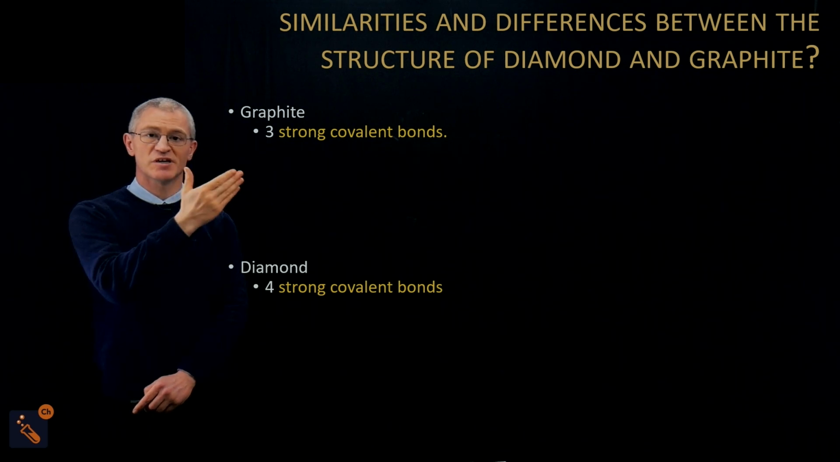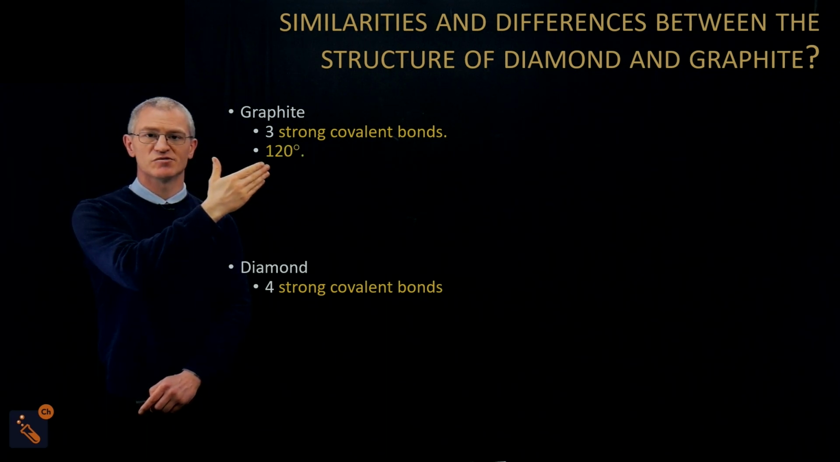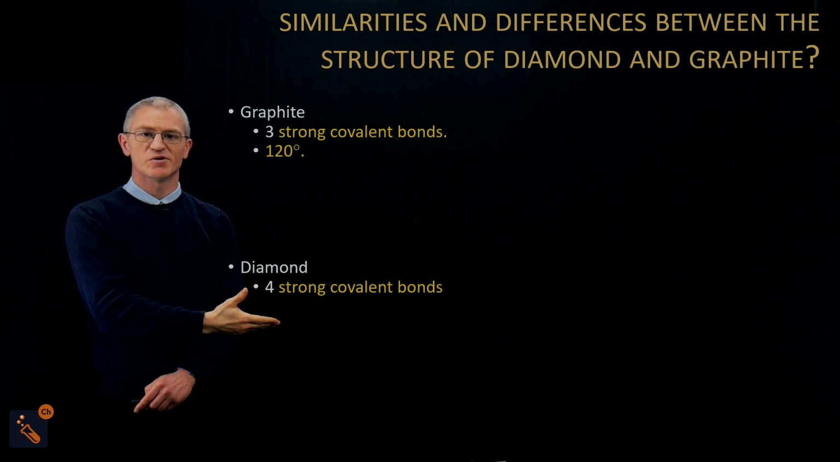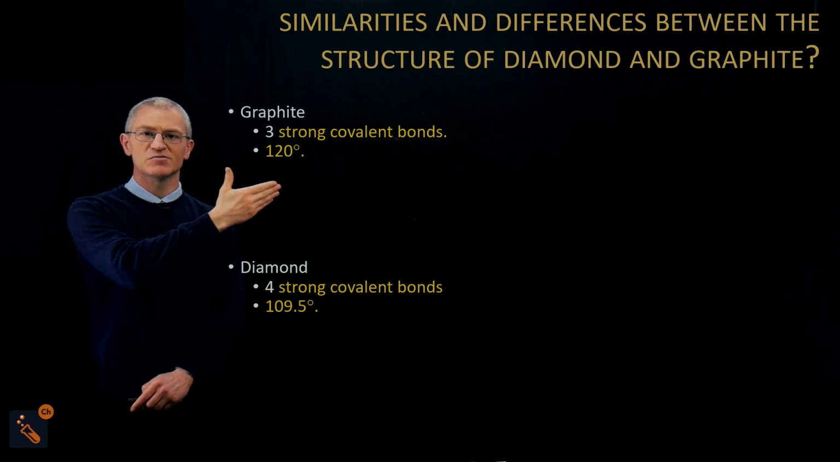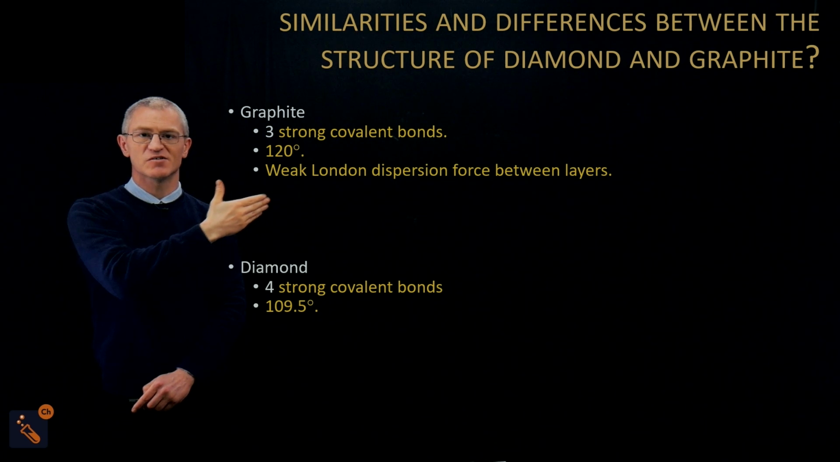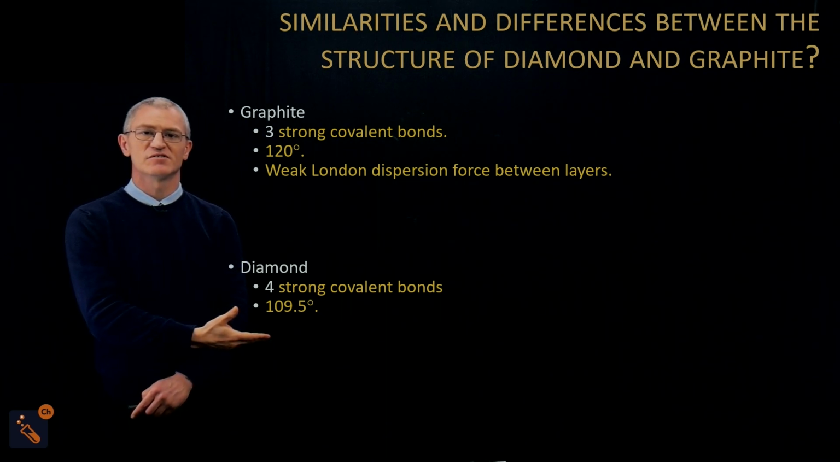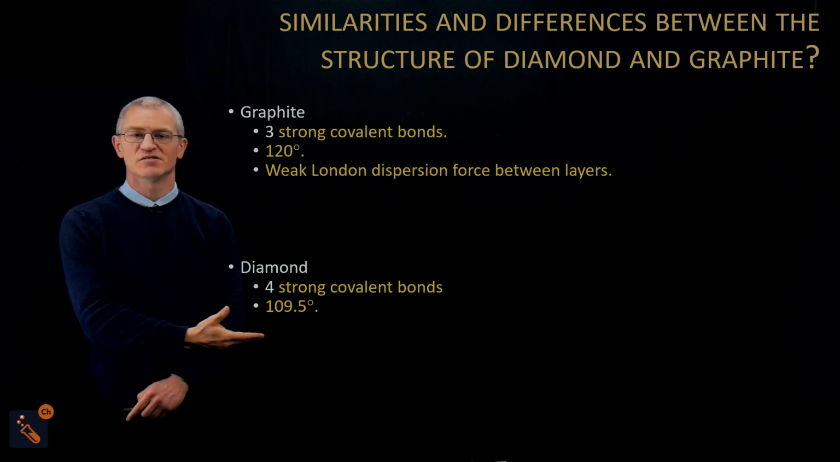Next thing is, what's the bond angle? Well, if you've got 3 bonding pairs, it would be 120 degrees. If you've got 4 bonding pairs, it would be 109.5. Graphite has weak London dispersion forces between the layers. Diamond doesn't have any London dispersion forces between the layers. It doesn't have layers.